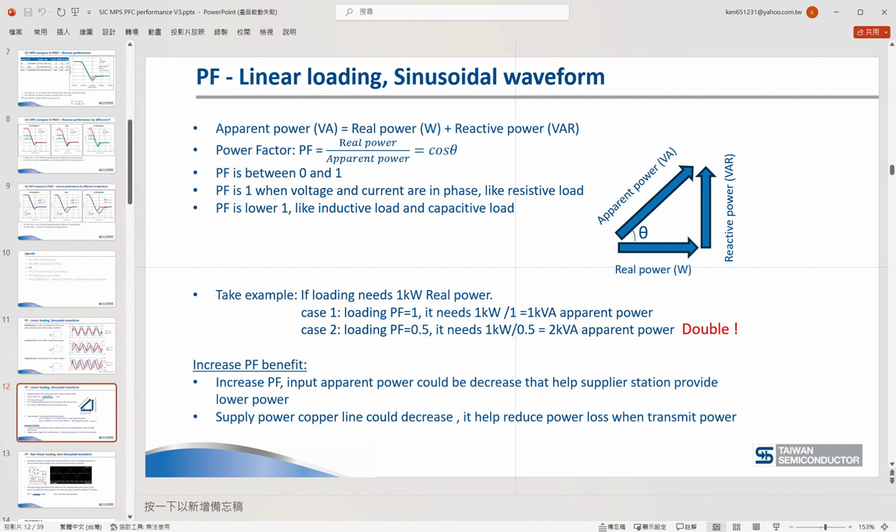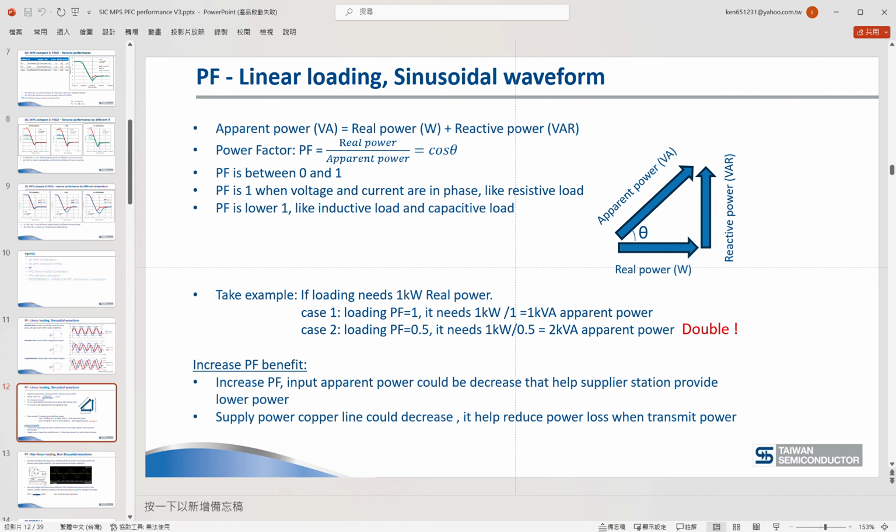The unit is VAR. So there is the index called power factor. The PF equals the real power, how much energy your loading actually consumed, divided by the apparent power, how much energy your power source supplies. It equals cosine theta. The power factor is between 0 and 1. If the power factor is good, it is 1. It means the voltage and current are in the same phase, like a resistance, and the energy will be 100% consumed by this loading.